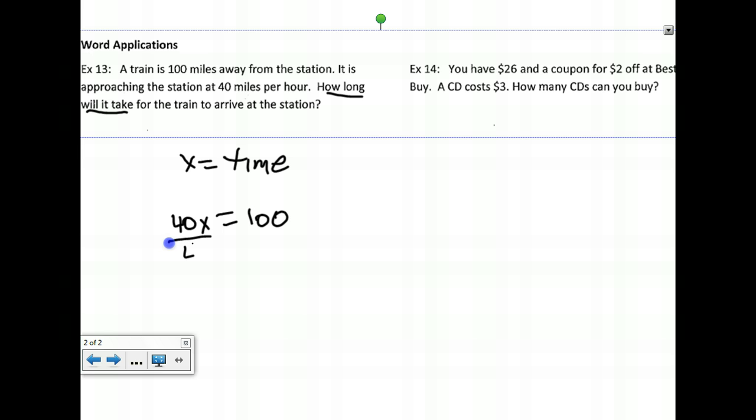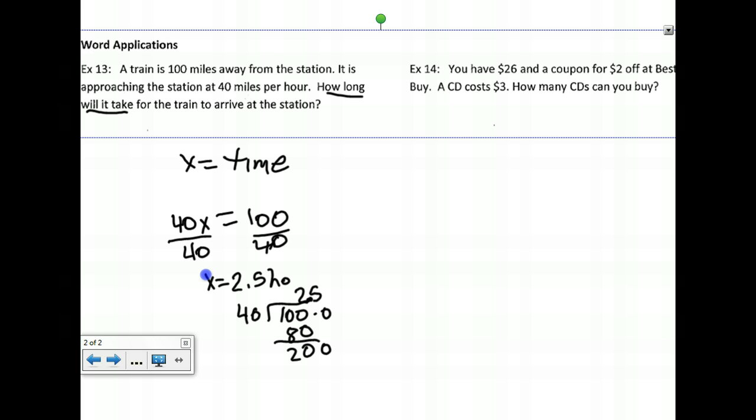First thing we have to do, divide by 40. Divide by 40. 100 divided by 40. Don't use a calculator. You can just write it out long division. 40 goes into 10. Nope. 40 goes into 100 twice. That's 80. We get 20 left over. 20 doesn't work, so we bring down a 0 after a decimal point. 40 goes into 200 5 times. There's a decimal point, so we'll put a decimal place in there. X equals 2.5 hours.